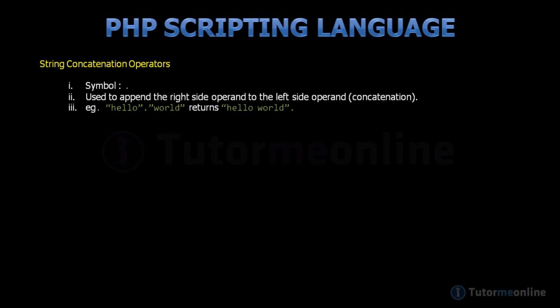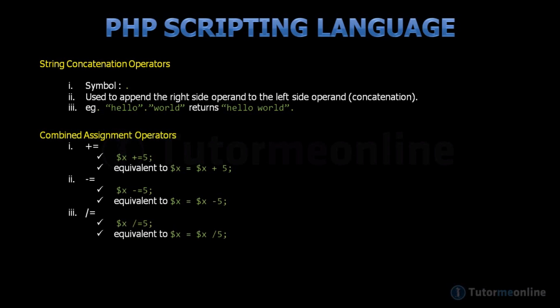String concatenation operators. Now the symbol used for this is the full stop. And what is concatenation? Concatenation is when you append the right side operand to the left side operand. So for example, if you had a string hello and a string world, the full stop symbol in between them would then concatenate the two together, and that would then return hello world as one string.